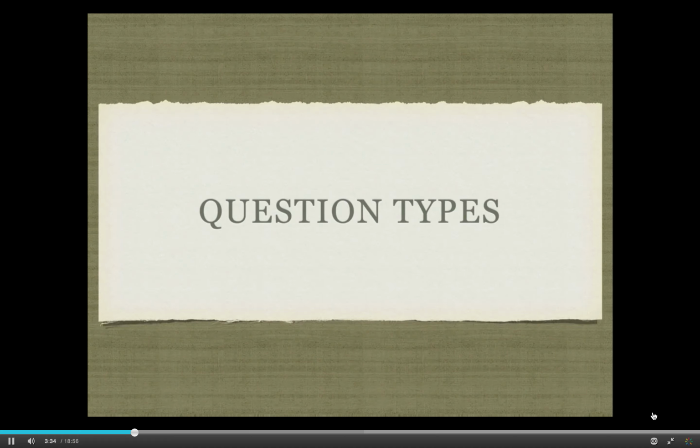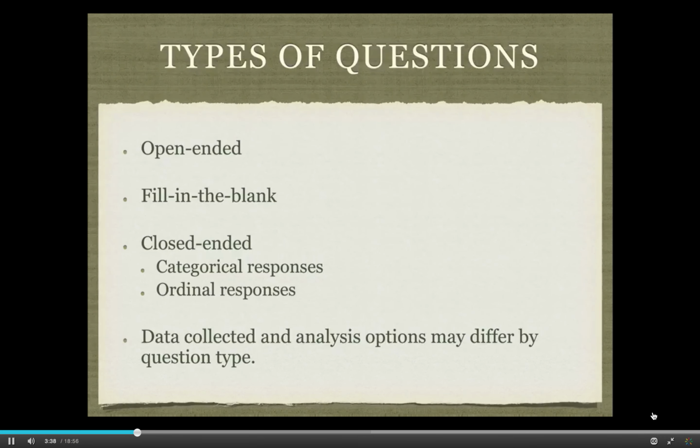Our next few slides will take a look at question types. The major types of questions that are used in a questionnaire often include open-ended questions, fill in the blank, and close-ended questions which can be categorical or ordinal in terms of their responses. The data collected and the analysis options may differ depending on which of those three types of questions you have chosen for your research.